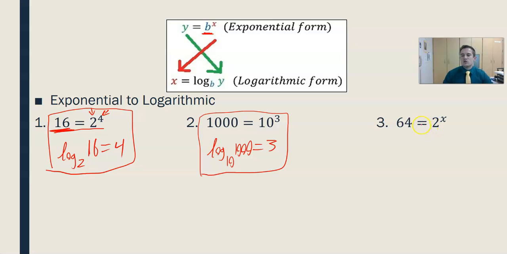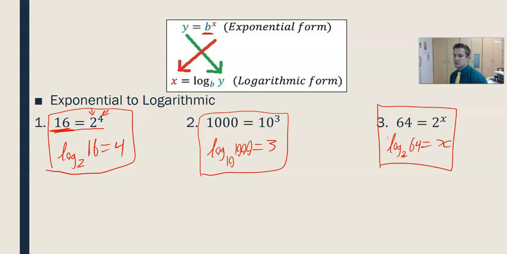64 equals 2 to the x. This is an example of an actual exponential expression where I don't know what x is. I could guess and determine what the exponent on 2 would need to be to give me 64, but I can use a logarithm, rewriting this expression to solve that. So log base 2 of 64 is equal to x. With this base, what is the exponent that I need to get 64? Those two are equivalent expressions: 64 is equal to 2 to the x, and log base 2 of 64 is equal to x. And using what we just learned about the change of base formula, I could now solve for x.